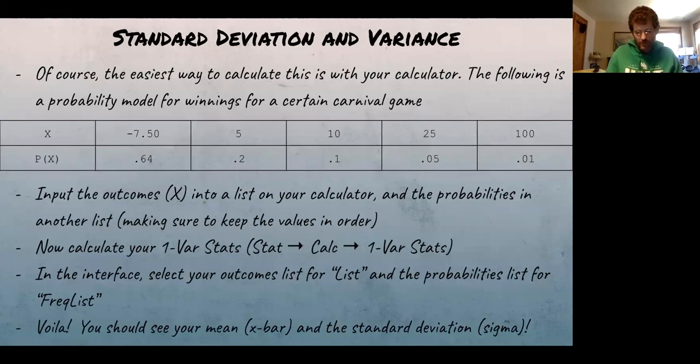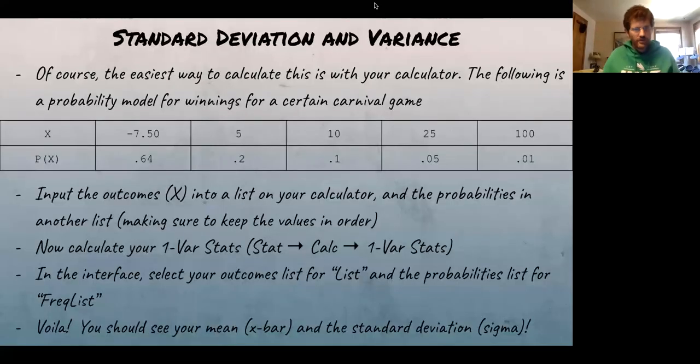All right. So the easy way of doing this, we've got a different scenario. This is some carnival game. Here are all the outcomes and the probabilities. You have a probability model. So what you want to do is create two lists on your calculator. One of them is going to be the outcomes. The other is going to be the probability of each outcome. So you might put it in list 1 and list 2. I'll give you a minute to do that.